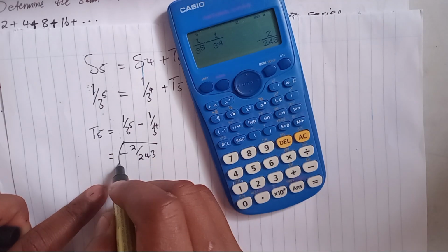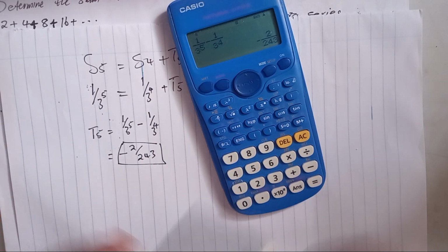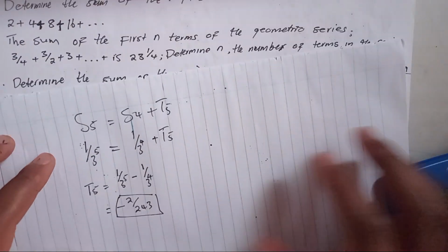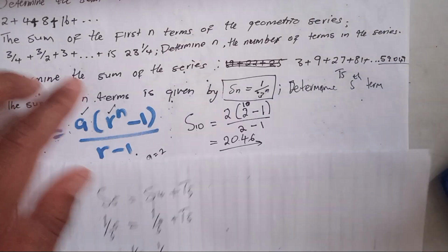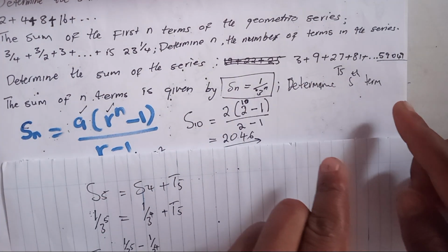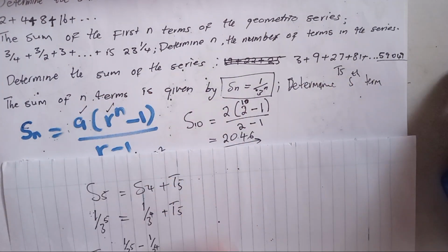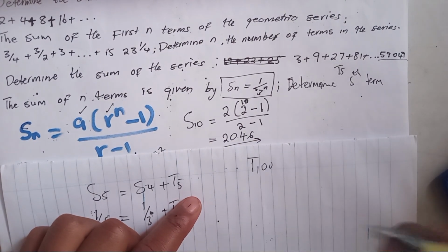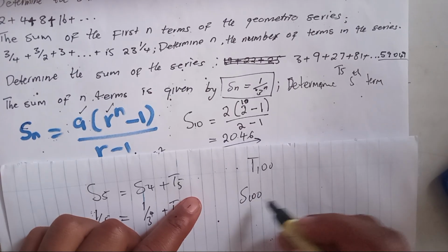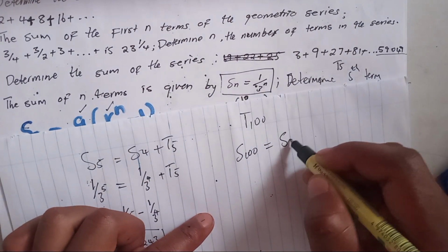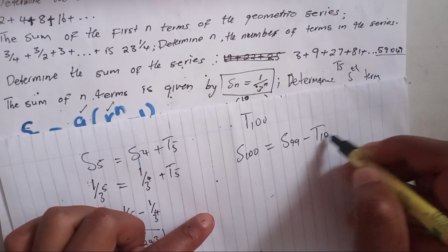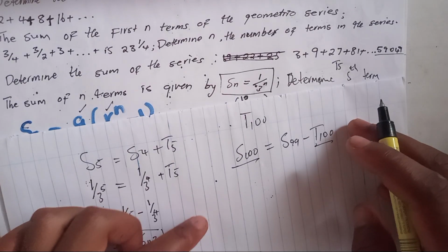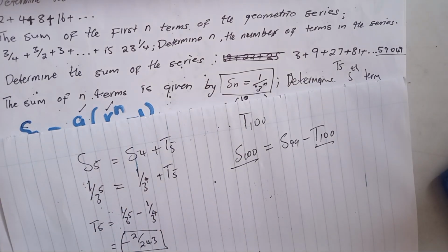And this one is the value of T5. Please, guys, don't forget this notation. If you are given the formula for the sum of the nth terms, and they are looking for a certain term, if they were looking for T100, we were going to say, okay, S100 equals S99 plus T100, right? So you can see how the notation goes. So this is how we were supposed to answer this question.